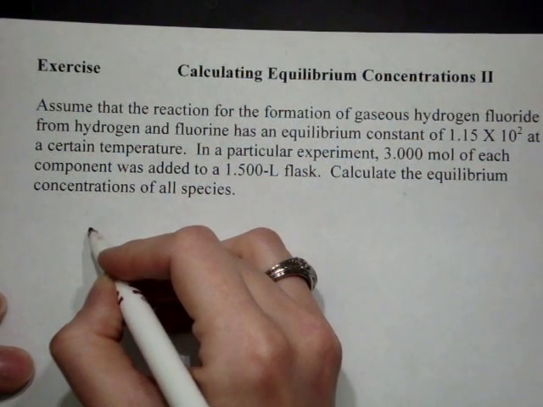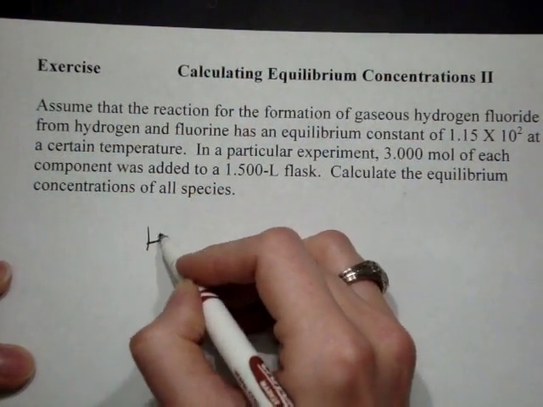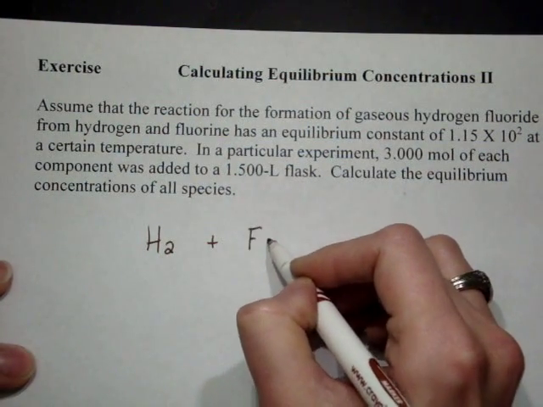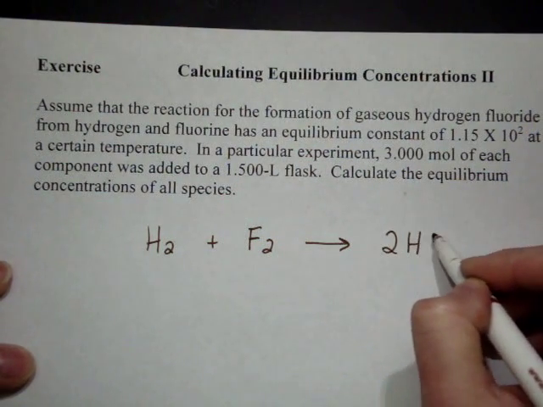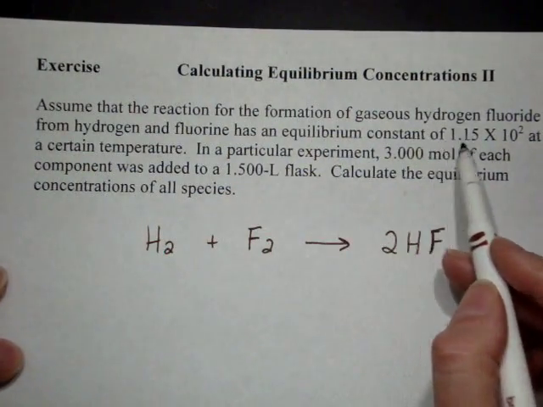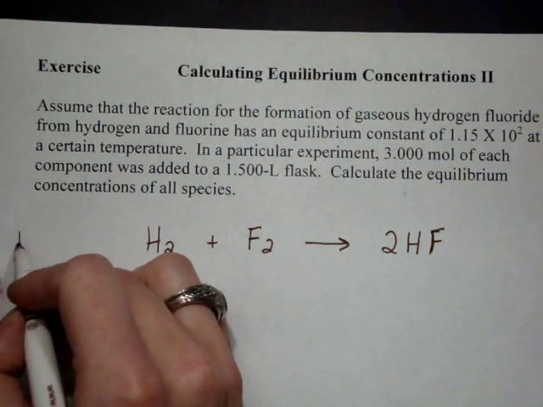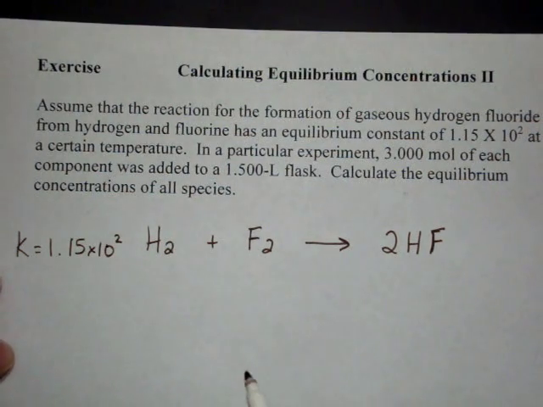All right. We have the reaction for the formation of gaseous hydrogen fluoride from hydrogen, which is diatomic, and fluorine, which is also diatomic, to make hydrogen fluoride. So that's HF, and we have to balance it out with a 2. It has an equilibrium constant of K equals 1.15 times 10 to the 2. At a certain temperature, in an experiment, 3 moles of each component were added to a 1.5 liter flask. Calculate the equilibrium concentrations of all species.